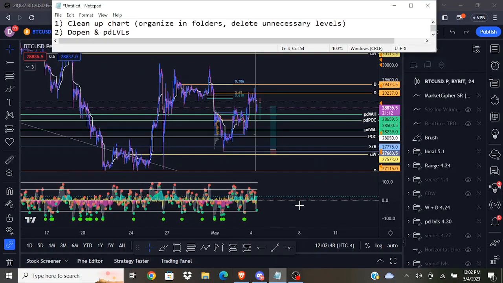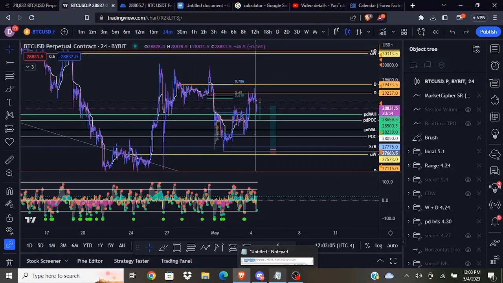The first thing that I make sure is done when I come to the charts in the morning is I make sure I have a clean chart. Usually I like to clean up my chart at the end of the day, so then when I wake up in the morning, it's already kind of done and I can just get to doing analysis. But yeah, the first thing I like to do is organize my levels into folders.